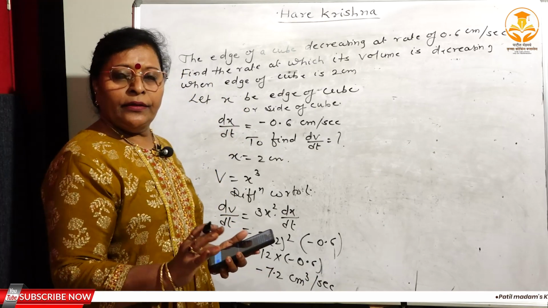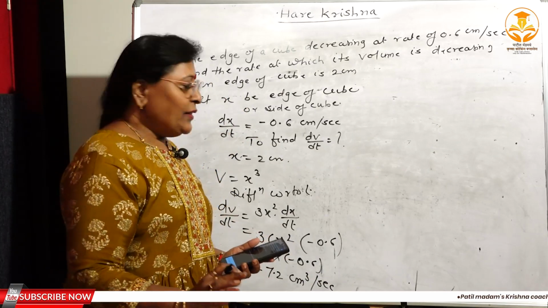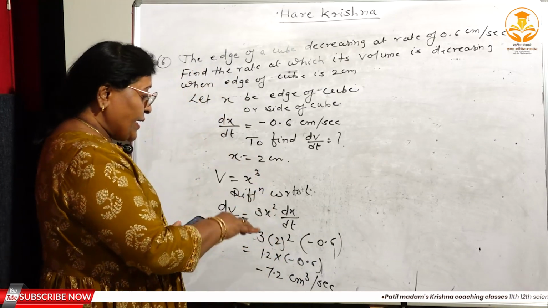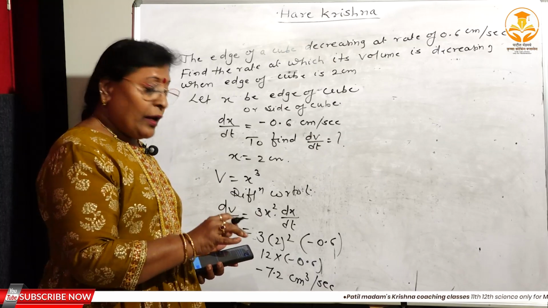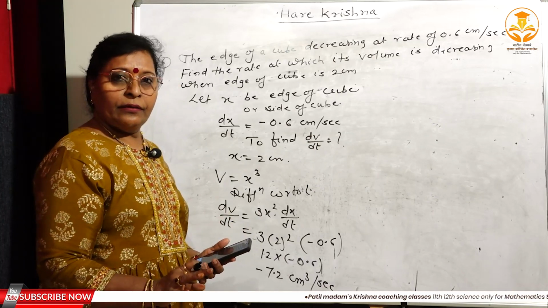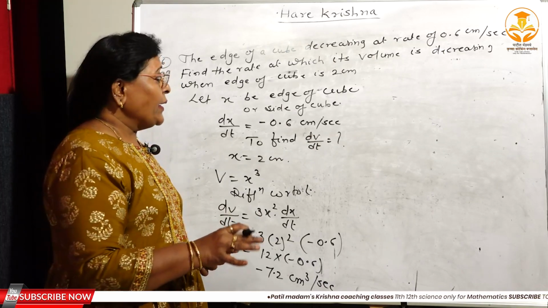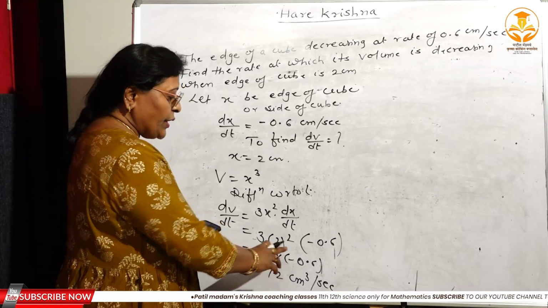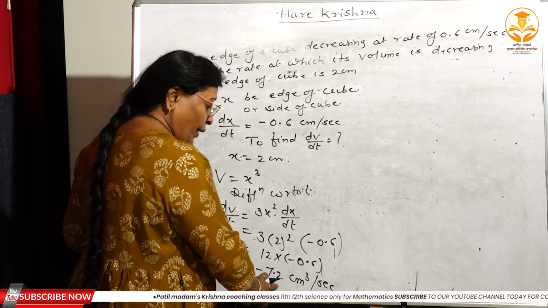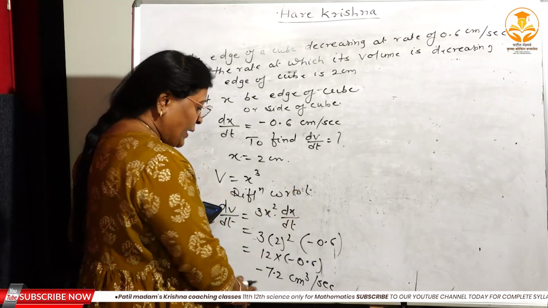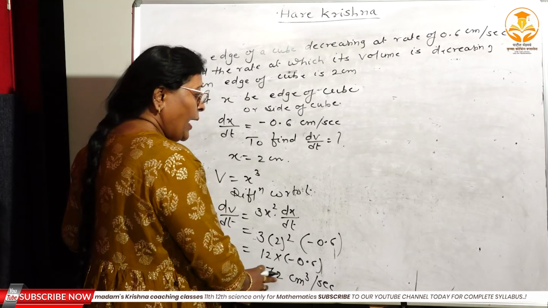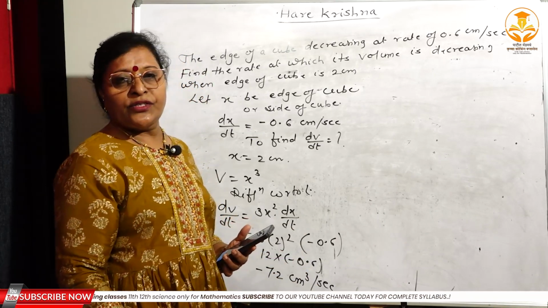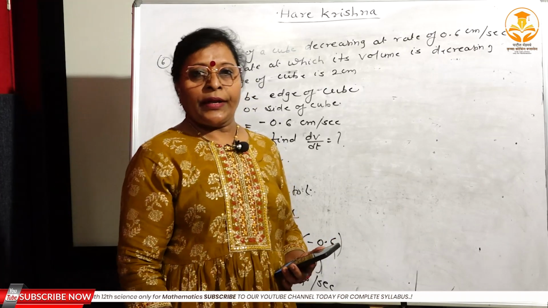Now, whenever you write in the form of words, then you have to write it is decreasing at the rate of 7.2 centimeter cube per second. But when you use the word increasing, then you have to write minus 7.2 centimeter cube per second, right? So when you use the word decreasing, then you have to eliminate this minus sign, and when you use the word increasing, then you have to give the minus sign. That is the difference, and at last you have to write, isn't it?